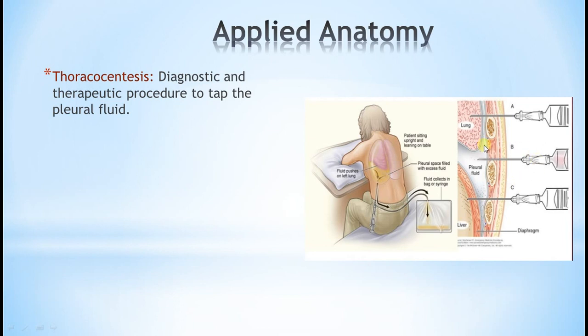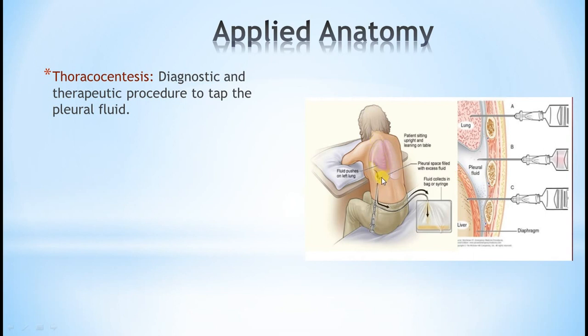Usually it is done at the 8th intercostal space, not below the 9th intercostal space. If you go below the 9th intercostal space, you are going to puncture the liver on the right side or the spleen on the left side. If you go above the 7th intercostal space, naturally you might puncture the lung. So along the mid-axillary line or posterior to it, between the 8th and 9th intercostal space is the ideal space to do the thoracocentesis.